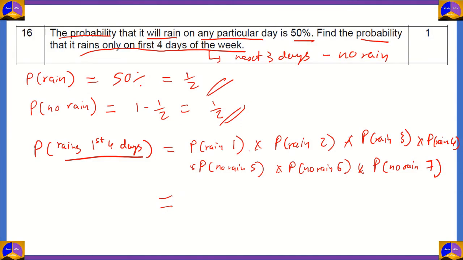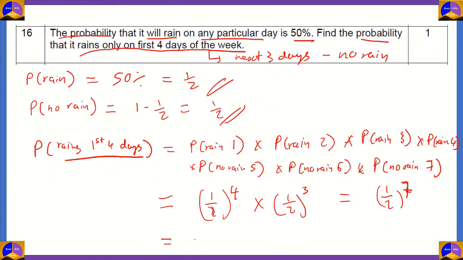So over here, the first 4 days are raining, the next 3 days are not raining. So first 4 days are raining, the probability for rain is 1 by 2, 1 by 2 raised to 4 because it's multiplied 4 times. And P of no rain, that is multiplied 3 times, so again 1 by 2 raised to 3. So essentially this becomes 1 by 2 the whole raised to 7. So 1 by 2 raised to 7 is equal to 1 by 128. So the probability of raining in the first 4 days is 1 divided by 128.